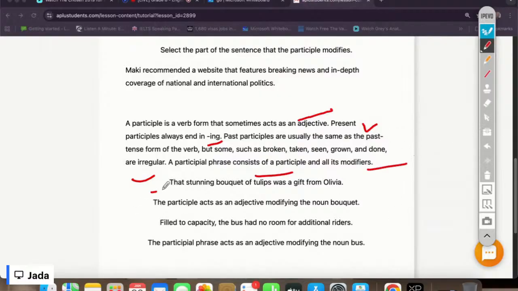All right. So, that stunning bouquet of tulips was a gift from Olivia. Now the participle acts as the adjective modifying the noun bouquet. Filled to capacity, the bus had no room for additional riders. The participle phrase acts as an adjective modifying the noun bus.